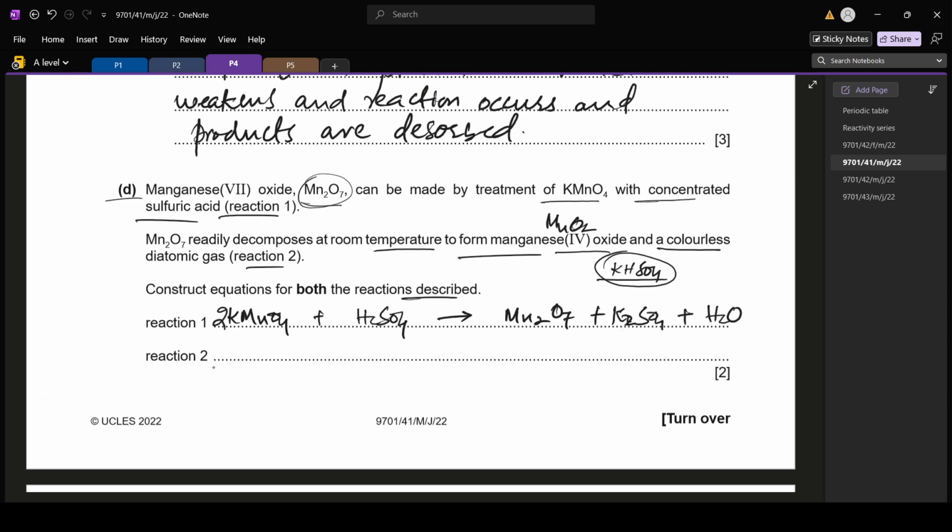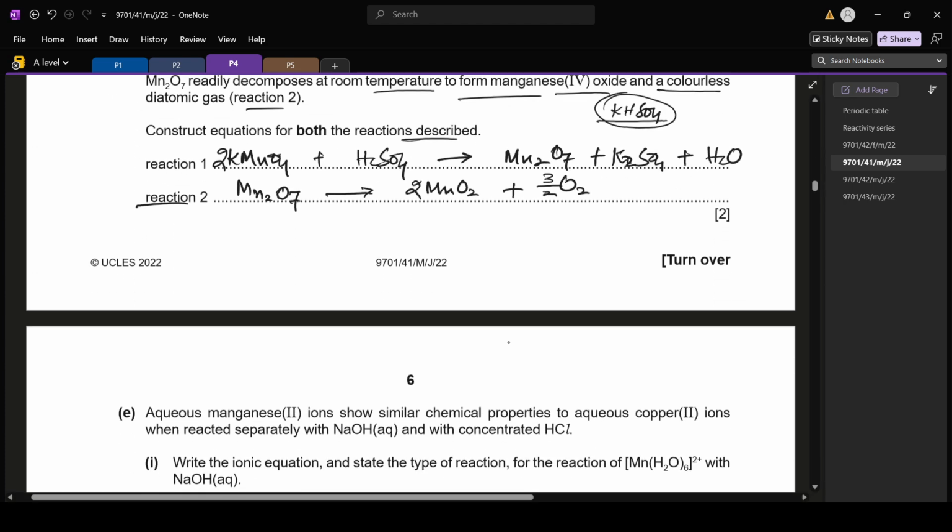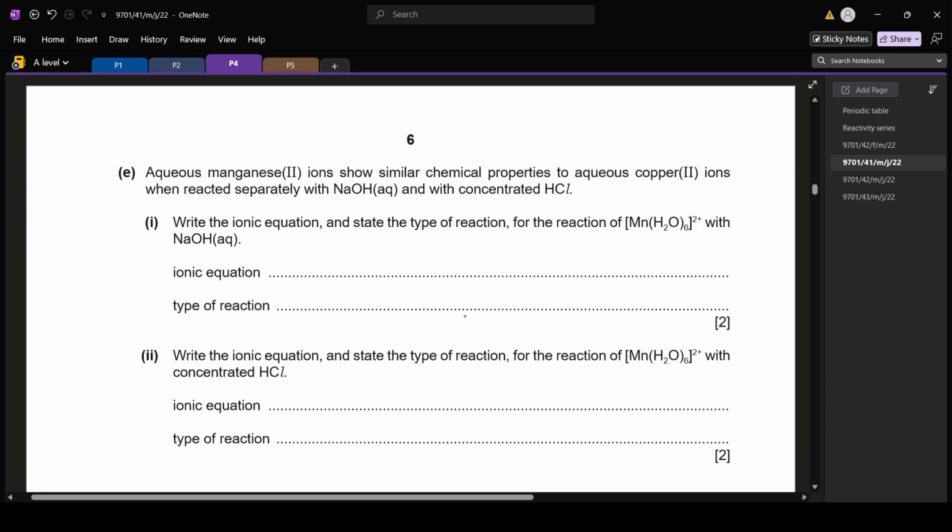And for reaction 2, Mn2O7 readily decomposes to form manganese oxide plus a diatomic gas, which is going to be oxygen. Okay, and now you just have to balance the equation. So this is going to be like this. Okay, this is the balanced equation.